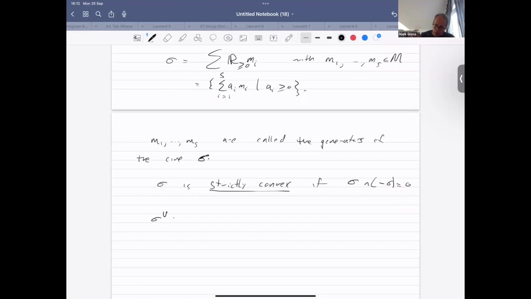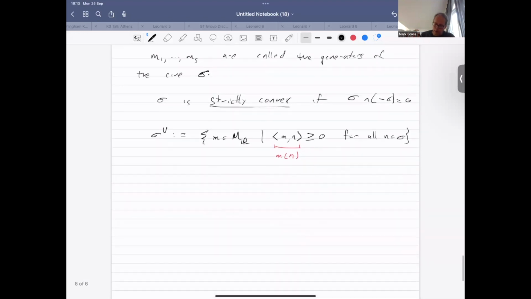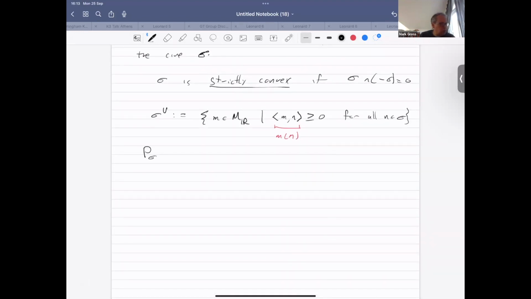Now there's a dual cone. Sigma dual is defined to be the set of all m in M_R such that m evaluates non-negatively on n. There are various ways you might want to write this. If you think of m as a linear functional, this is the linear functional m evaluated on the point n. So we have m evaluated on n should be non-negative for all n in sigma. So it's just the set of linear functionals which are non-negative on the cone sigma. And then I have a more discrete object, S_sigma, which is defined to be sigma dual intersect the lattice M. This is what's known as a monoid, a commutative monoid.